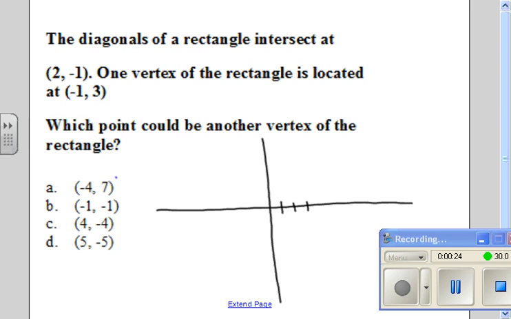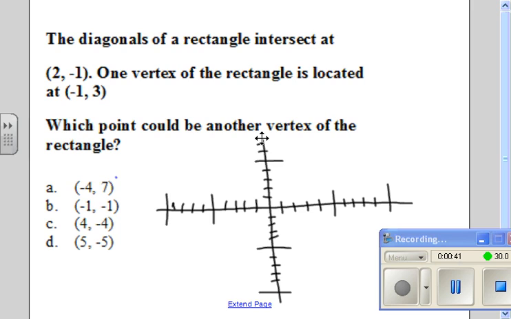So I'm just going to hand draw the axes. And 1, 2, 3, 4, 5, 1, 2, 3, 4. It's not going to be to scale, and that's okay.